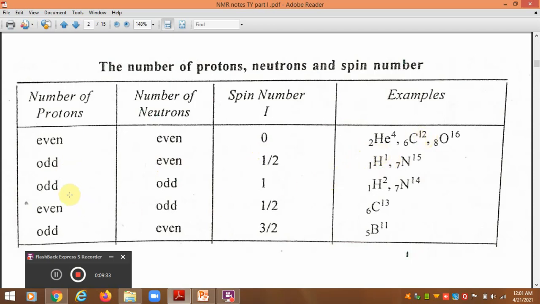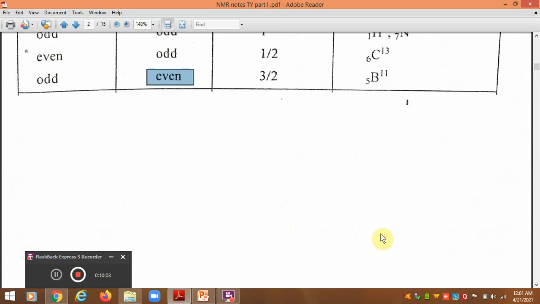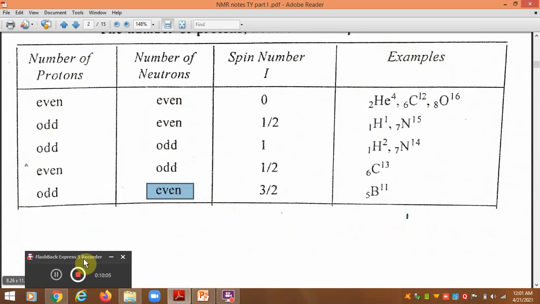If both are odd, then as I already told you, the spin number will be an integral value, a whole number like 1. Examples: hydrogen 2, nitrogen 14. If the number of protons is even and the number of neutrons is odd, again the spin is 1 by 2. Carbon 13 is the example. If the number of protons is odd and the number of neutrons is even, the spin is again a fraction, 1 by 2 or 3 by 2. One example is boron 11. So this table indicates different types of nuclei having different numbers of protons and neutrons along with their spin numbers and examples.